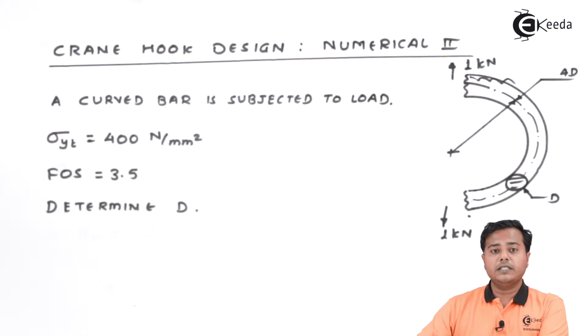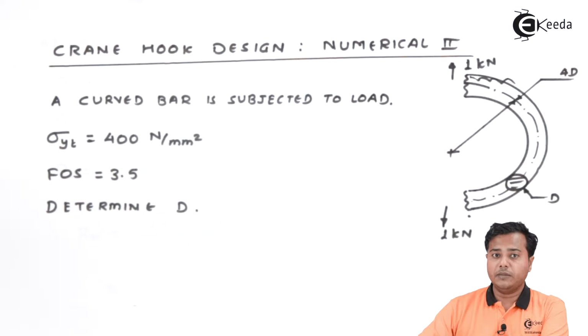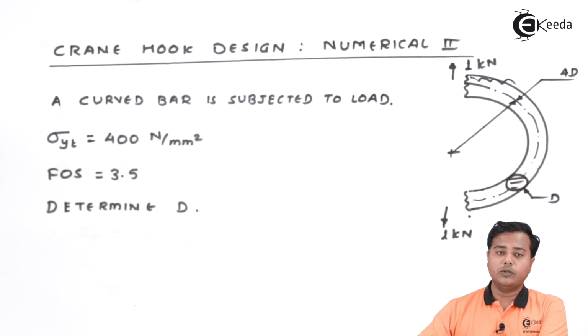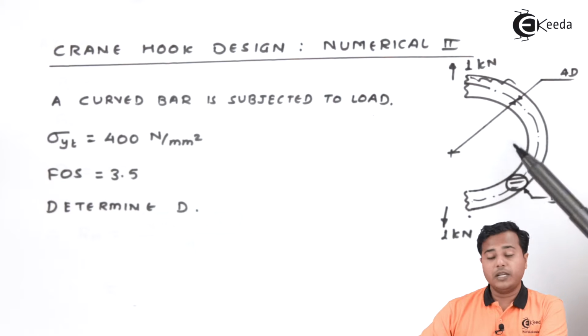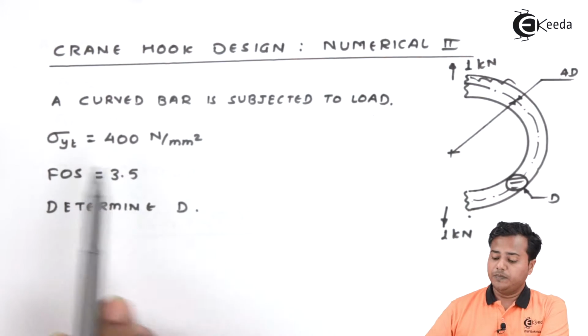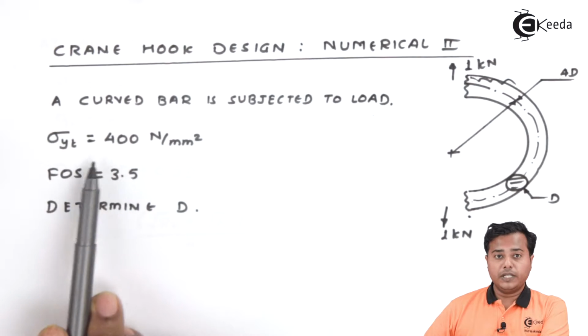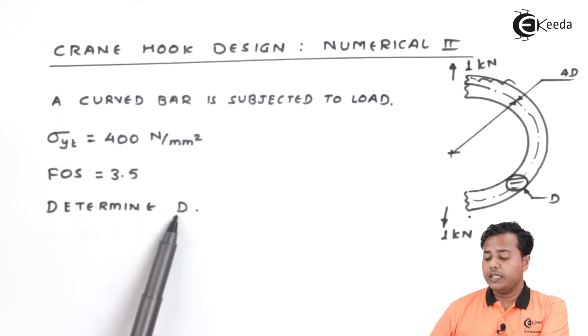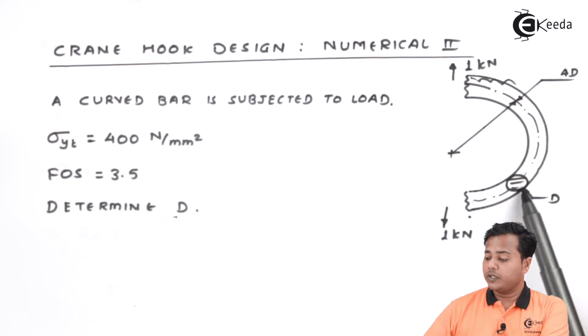So you can look at the screen, and the problem statement along with the schematic diagram is given. They say that a curved bar is subjected to the given load. So it's a form of crane hook which is given to us. Its material property, yield strength, is given. Factor of safety is mentioned. We need to find out the diameter D of this particular cross section.